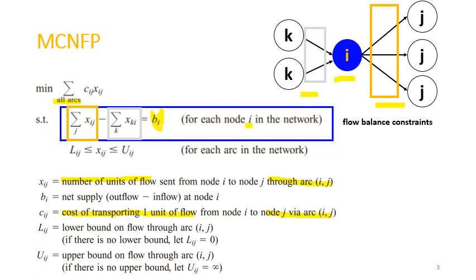The second constraint says that for each arc in the network, there is a lower bound and an upper bound on how much flow you can pass through that arc. So x_ij must be less than or equal to u_ij, but it must be greater than or equal to l_ij.